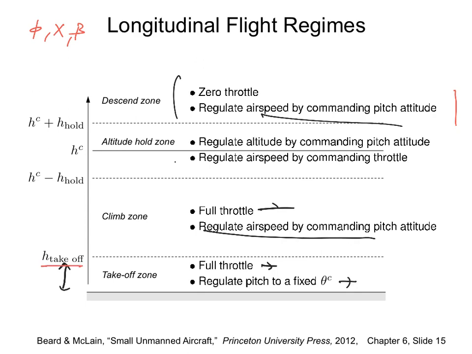So in your simulation you have to put that below an altitude where your aircraft is in the takeoff zone, and then you are in a climb zone until you reach this. So HC is the commanded height. That's where you want to fly your aircraft, and you add a plus minus buffer zone basically. So this is minus H hold and this is plus H hold. So between H takeoff to H minus H hold is your climb zone.